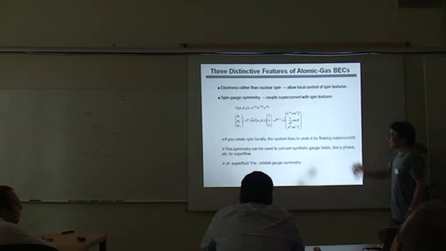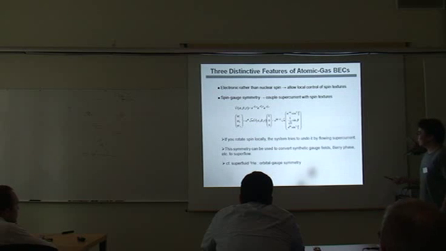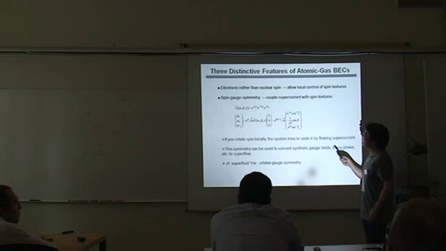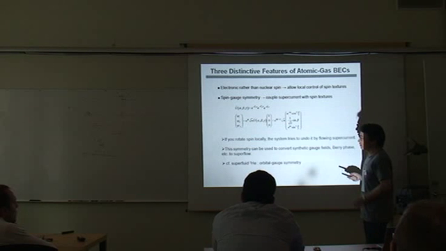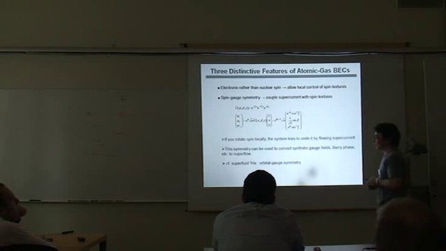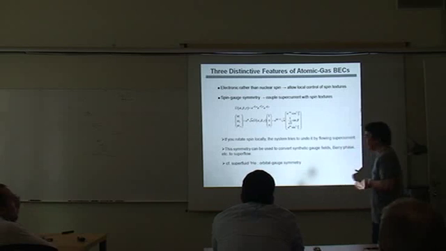And this symmetry can be used to convert, for example, synthetic gauge field, Berry phase, etc., to supercurrent, and vice versa. And again, the ability to locally manipulate spin gives us a great opportunity to manipulate the system. In contrast, superfluid helium-3 has an orbital gauge symmetry rather than spin gauge.